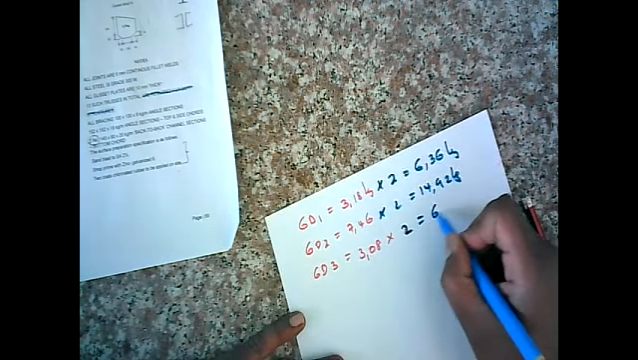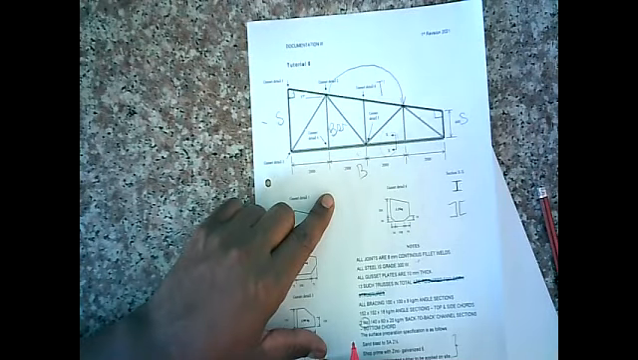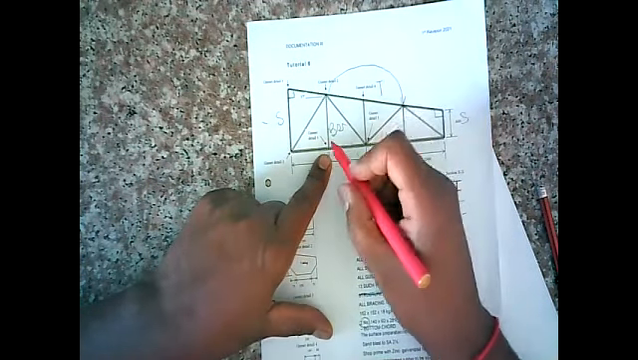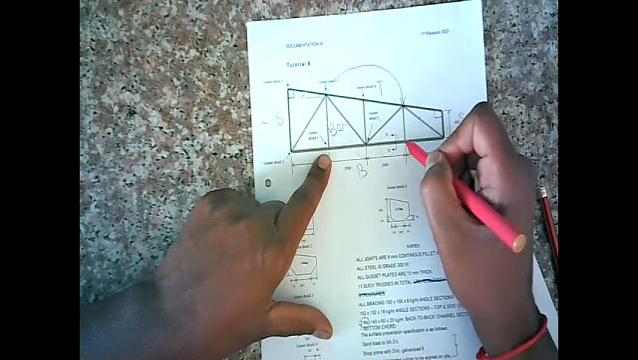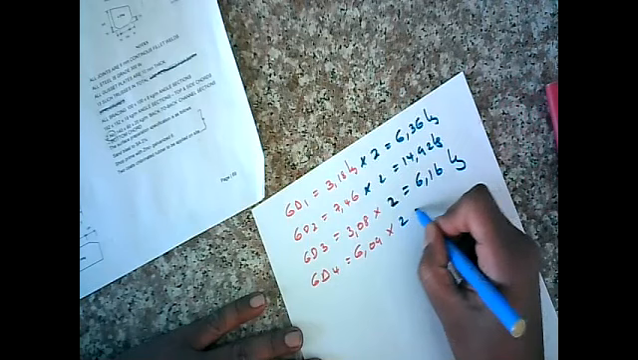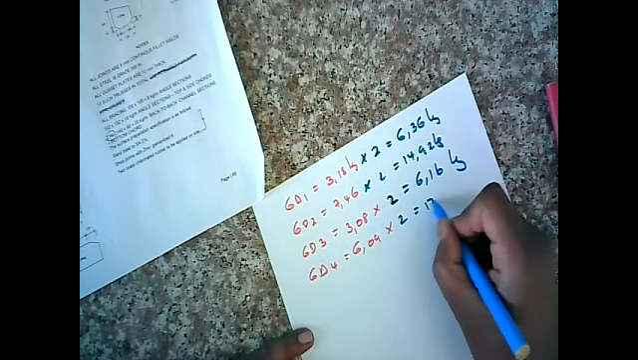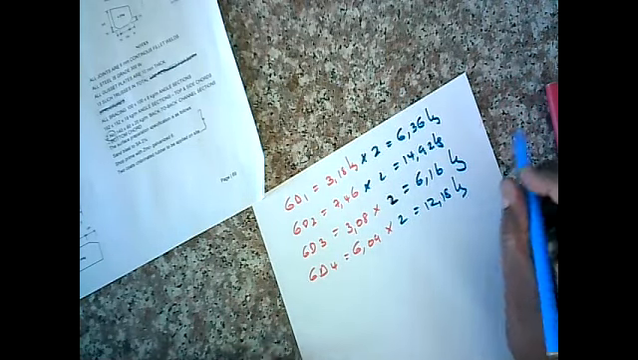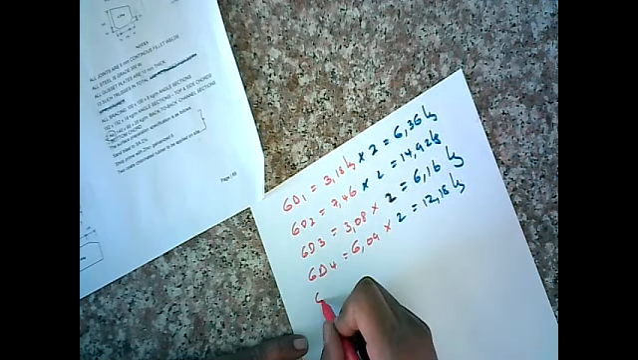All right, let's look at GD4. Given as 6.09. And how many of them do we have for GD4? Where does GD4 sit? GD4, there. All right, we can use one here. We can also use one there. So also times 2, and we're getting 12.18 kgs.